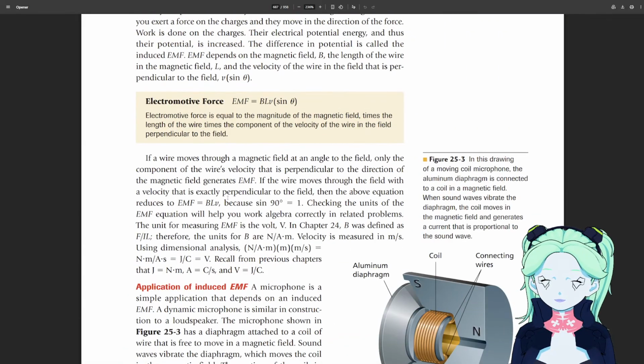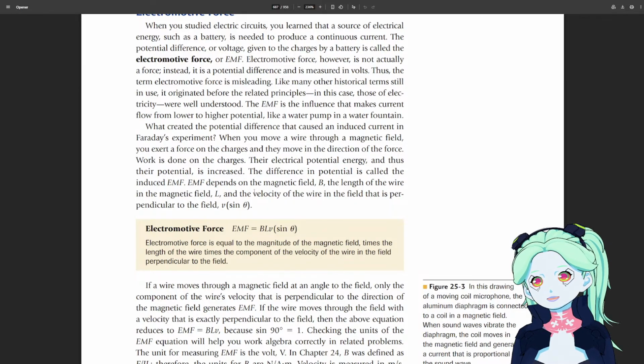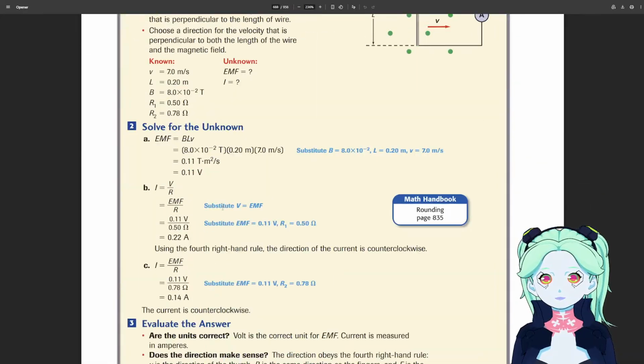So what did we learn? If a wire moves through a magnetic field at an angle to the field, only the component of velocity perpendicular to the field matters. Yeah, we know this. So the induced EMF depends on the magnetic field, the wire, and the velocity of the wire. Okay, cool.